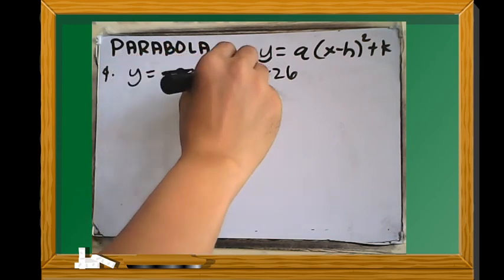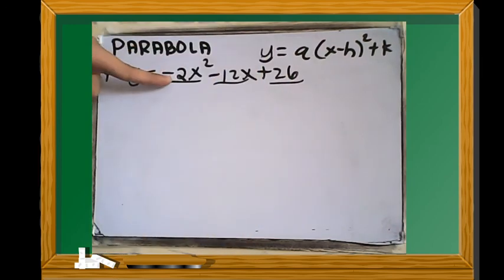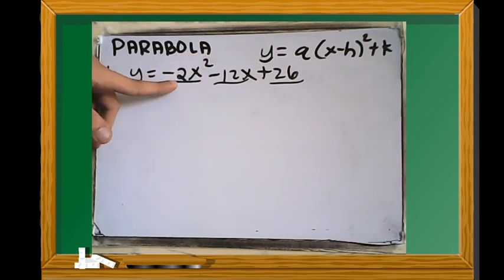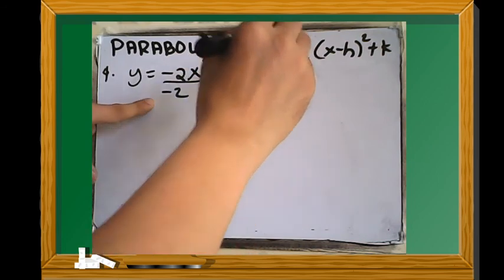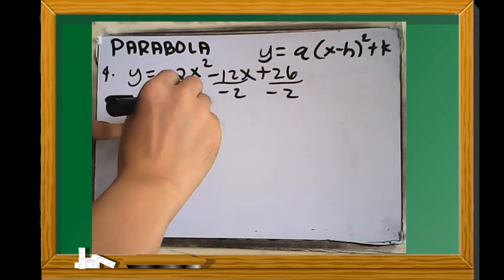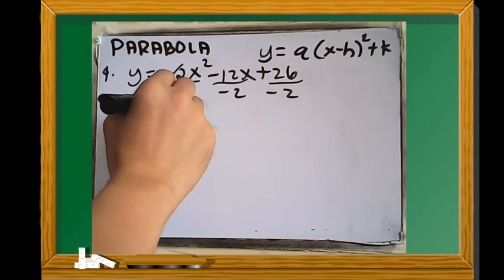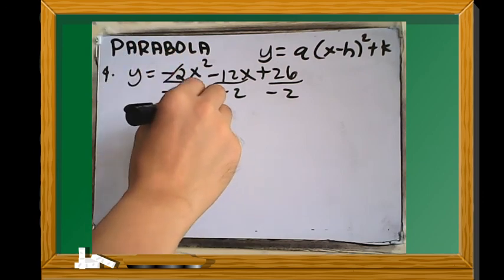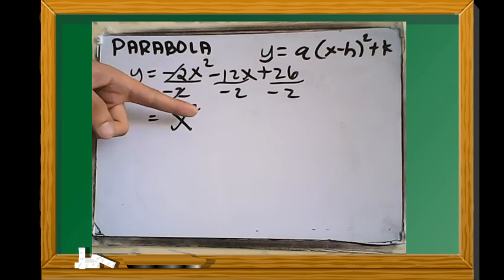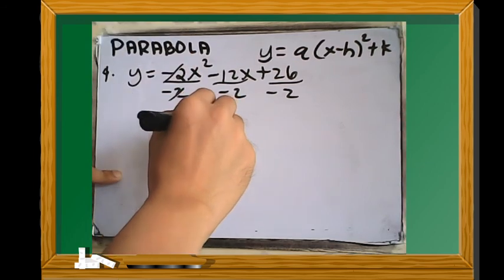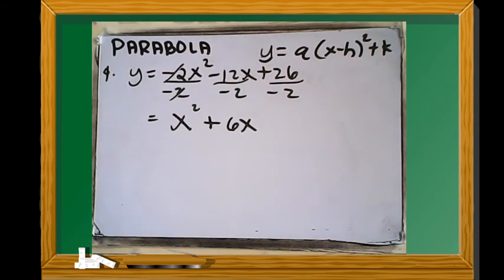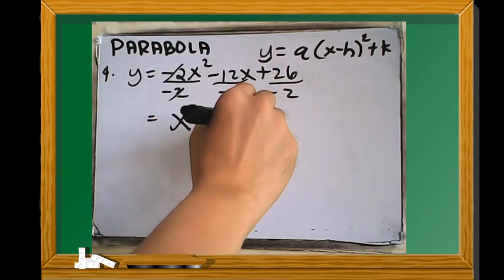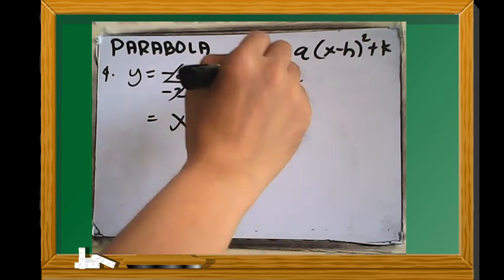So again, we will divide all terms by the coefficient of the term with exponent 2. So ito yung exponent 2. So negative 2 ang katabi niya. So i-divide natin all terms by negative 2. Kasi ang target natin ay maging x squared lang siya. So cancel natin to. So matitira ay x squared. And then negative 12x divided by negative 2 is positive 6x. And then positive 26 divided by negative 2 is negative 13.